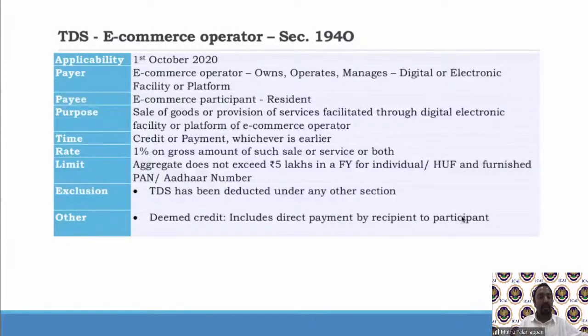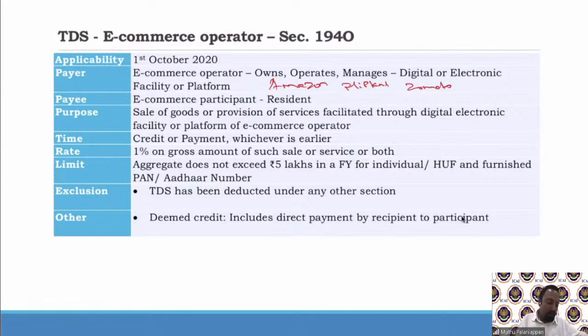The next provision is 194O. This is applicable from 1st October 2020. So the payer is basically an e-commerce operator. Who's an e-commerce operator? Things like Amazon, Flipkart, they're all e-commerce operators. They own a website, they manage the website, they operate the website. So they are called e-commerce operators. So someone like Amazon, Flipkart, Zomato, right? All of them are e-commerce operators.